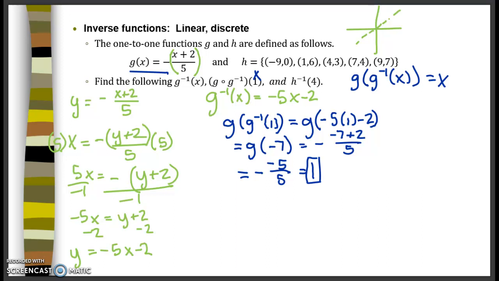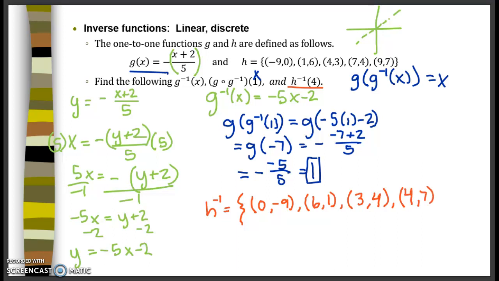Right. Now, I also am told to find h inverse of 4. H inverse is going to equal the set of all these points, but now the x's and y's are flipped. So my first point is 0, negative 9. My next point is 6, 1. My next point, so in h it was 4, 3. Now in h inverse is going to be 3, 4. The point 7, 4, flop x and y, I get 4, 7. And then my last point, I flop x and y and get 7, 9.